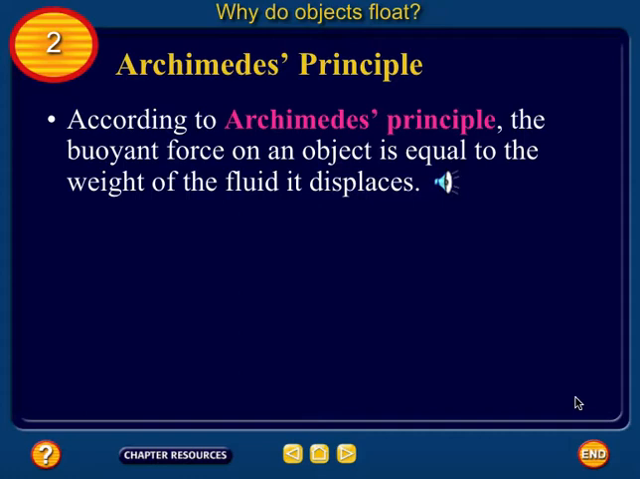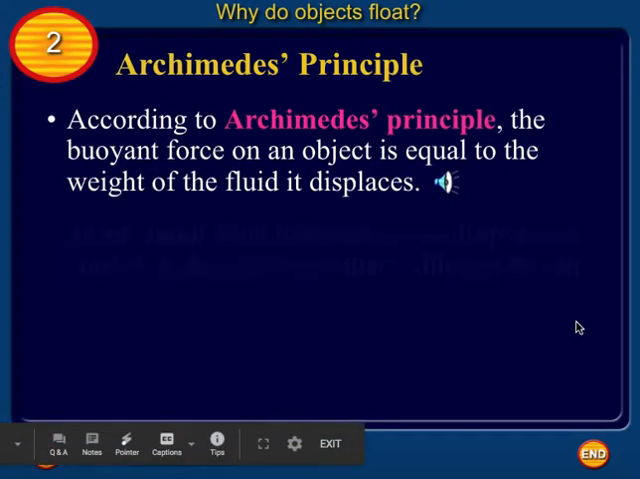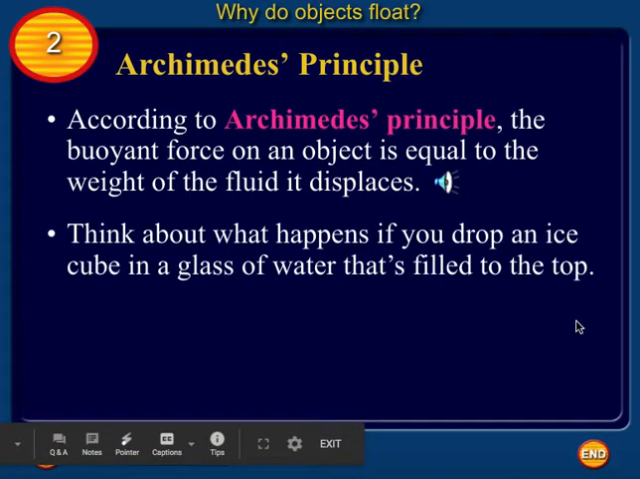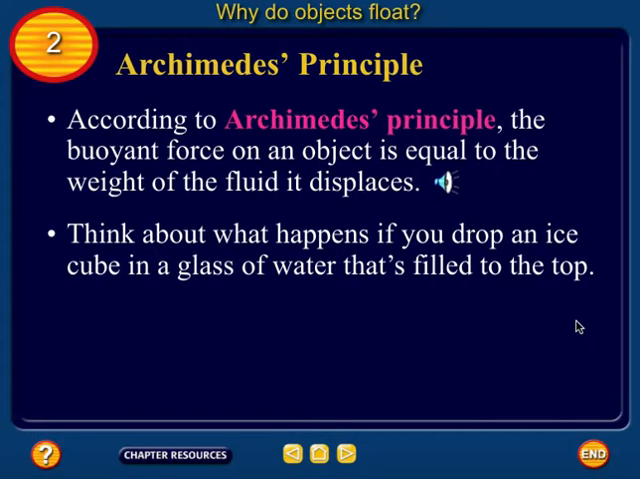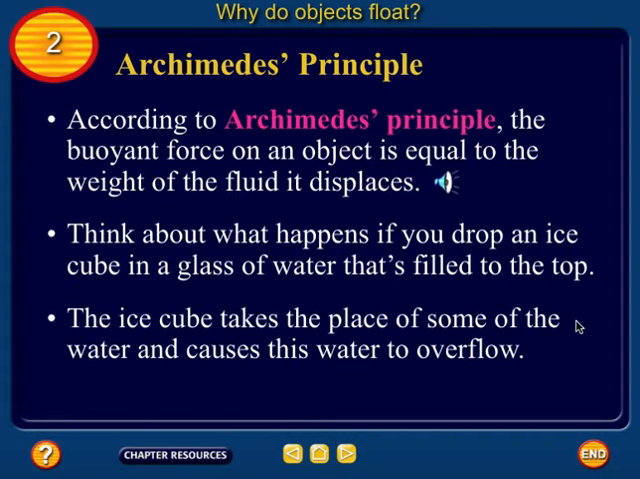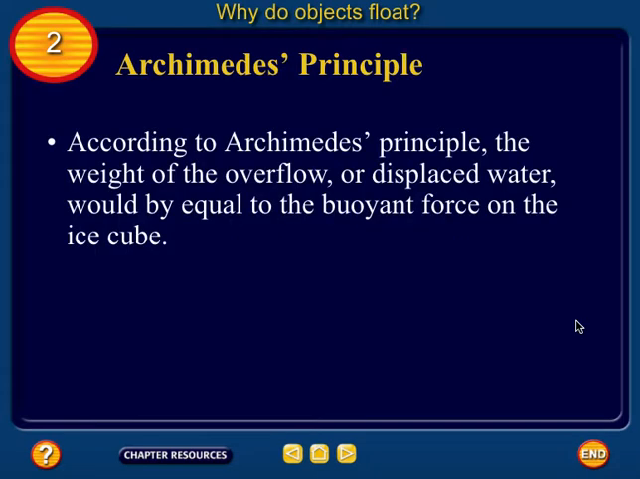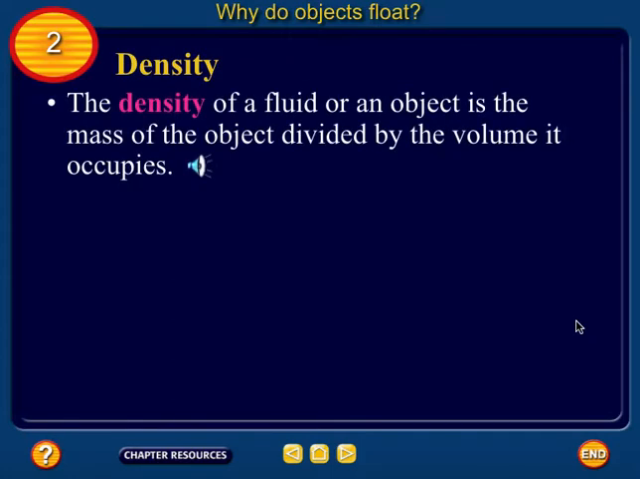Archimedes' principle, on page 351. According to Archimedes' principle, the buoyant force on an object is equal to the weight of the fluid it displaces. Think about what happens if you drop an ice cube in a glass of water that's filled to the top. The ice cube takes the place of some of the water and causes the water to overflow. According to Archimedes' principle, the weight of the overflow or displaced water would be equal to the buoyant force on the ice cube. As you put something in water, the amount of water that object displaces is equal to the buoyant force on it.